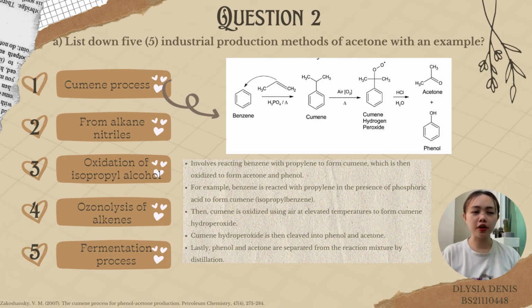There are 5 industrial production methods of acetone, which involve the cumene process, production from alkene nitrile, oxidation of isopropyl alcohol, ozonolysis of alkenes, and the fermentation process. The cumene process involves reacting benzene with propylene in the presence of phosphoric acid to form cumene. Then cumene is oxidized using air at elevated temperature to form cumene hydroperoxide. It is then cleaved into phenol and acetone.